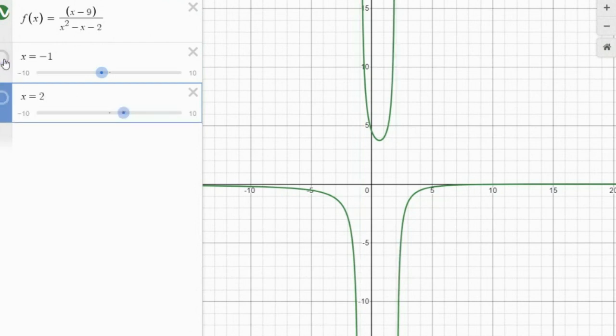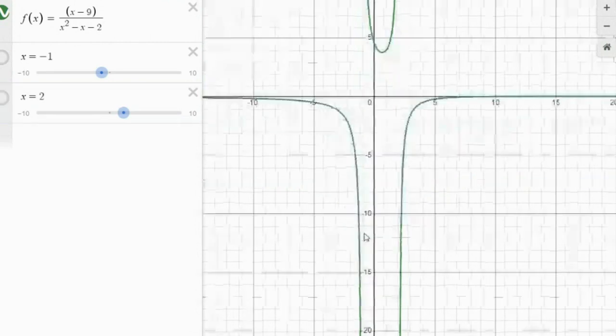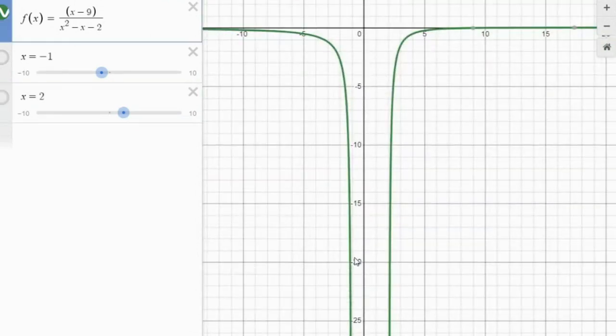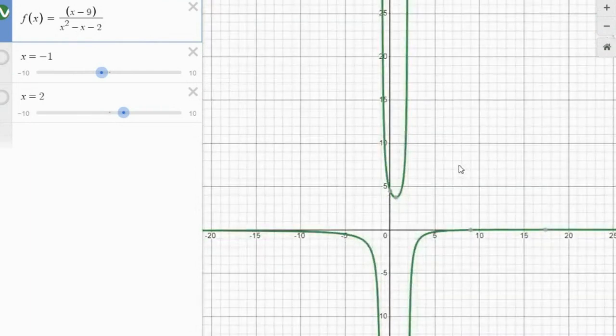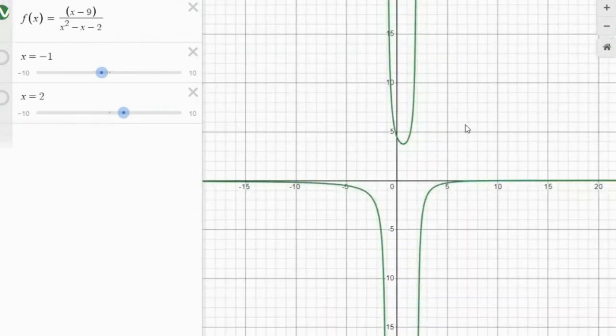I can turn those off where you can see that. But this gets closer and closer to negative 1 as it goes down. It also gets closer and closer to 2 as it goes down. And up here, this is squeezed between both the asymptotes. It's getting close to negative 1 on this side, and getting close to positive 2 on that side. So it's 3 pieces for that rational function.